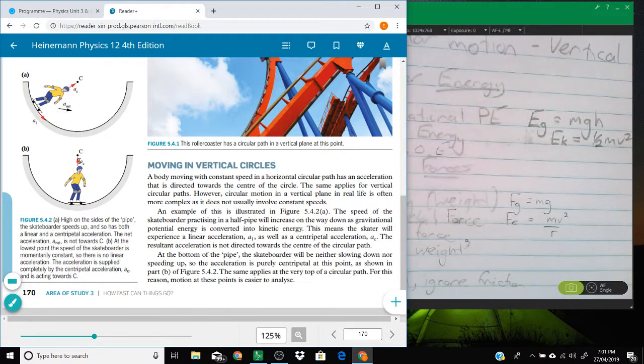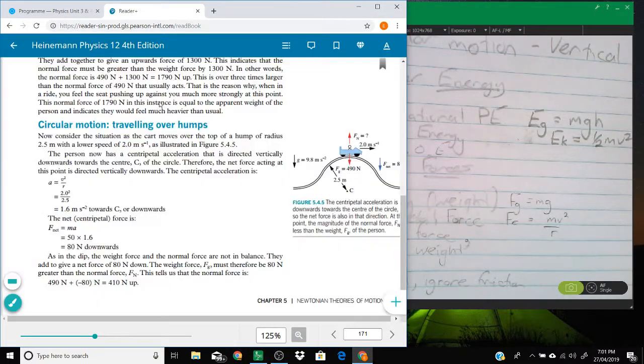It's easy to consider this at the top. At the bottom of the ramp, though, there's no more kinetic energy to be gained because it can't go any lower. So the acceleration is entirely up towards the center of the circle. So now we're just changing direction. And if they travel back up, they'll be slowing down. Okay, so let's move on.